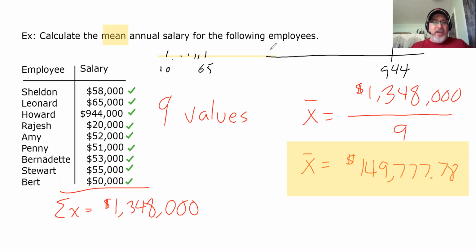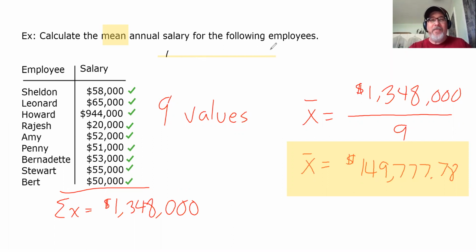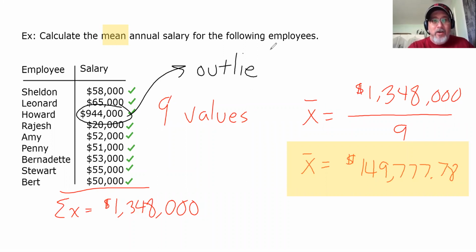When you have a value that is significantly larger than the rest or significantly less than the rest, that value is called an outlier, O-U-T-L-I-E-R. And there is a formula for setting up a boundary beyond which you're considered an outlier. But in this set of 9 salaries, I think it's pretty obvious that Howard's salary is significantly larger than the rest. And that's the problem with means. They are heavily influenced by outliers.